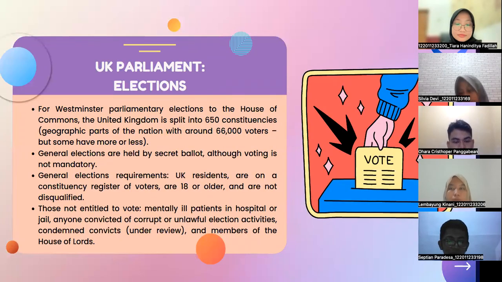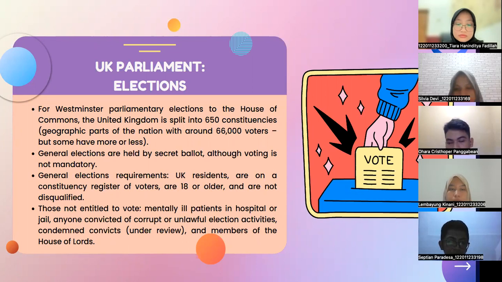And next is the UK Parliament elections. For Westminster parliamentary elections to the House of Commons, the United Kingdom is split into 650 constituencies. General elections are held by secret ballot, although voting is not mandatory. British, Commonwealth, and Irish Republic nationals are eligible to vote if they live in the UK, are on the constituency registers of voters, are 18 or older, and are not disqualified.